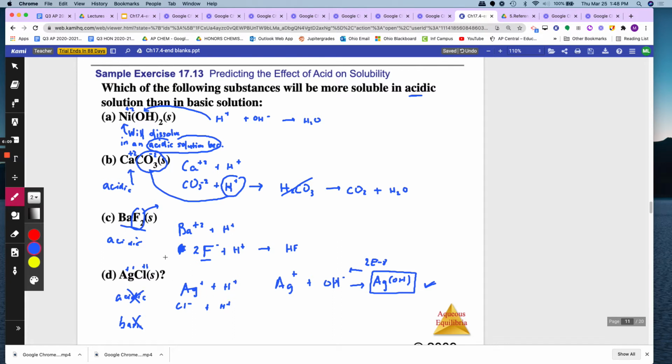Okay, so only A, B, and C will dissolve in an acidic solution.